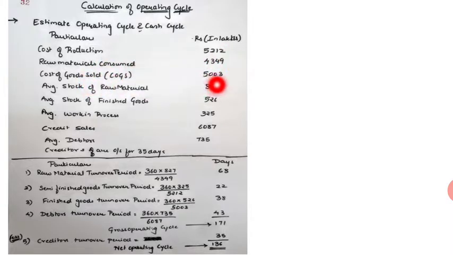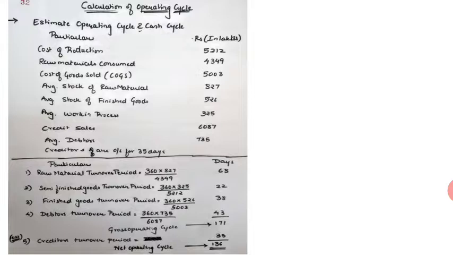Raw material consumed is 4,349 lakhs. Cost of goods sold is 5,003 lakhs. Average stock of raw materials is given 827 lakhs. Average stock of finished goods is given 526 lakhs. Average work in process is 325 lakhs. Credit sales is 6,087 lakhs. Average debtors is 735 lakhs, and creditors are outstanding for 35 days. Okay, so these are the things given to us.